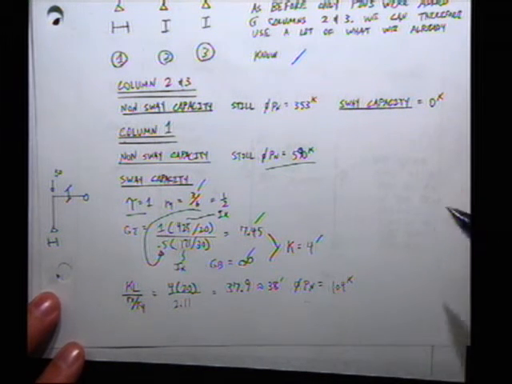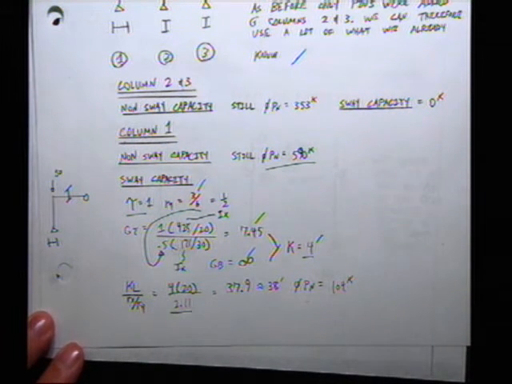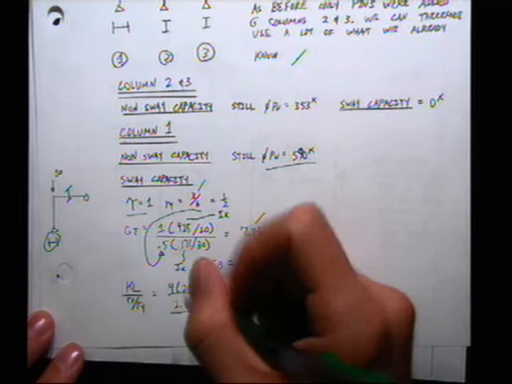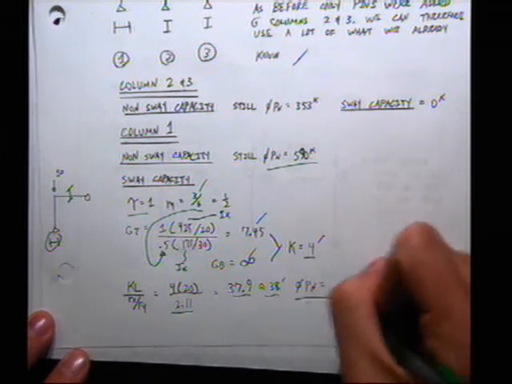Okay. Now after I have my K, I have to find my KL over R. I'm dividing by RX over RY. How come? Spinning about the strong axis. Okay. So I get 37.9, which is about 38. Phi PN is 104 kips.